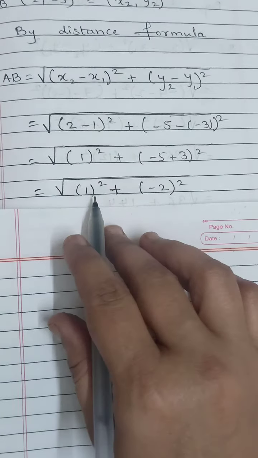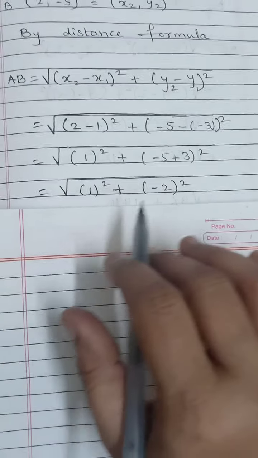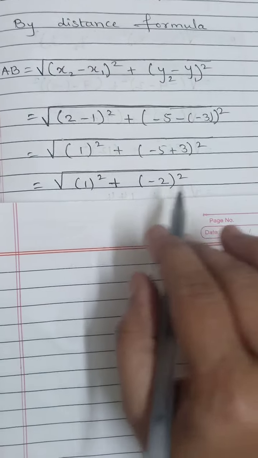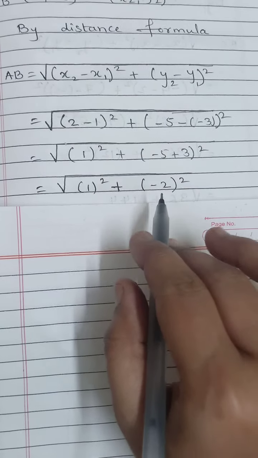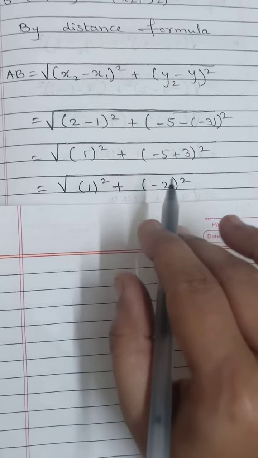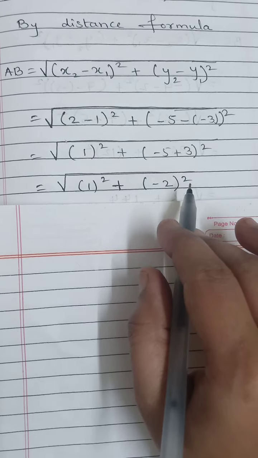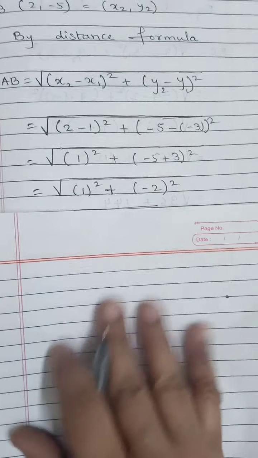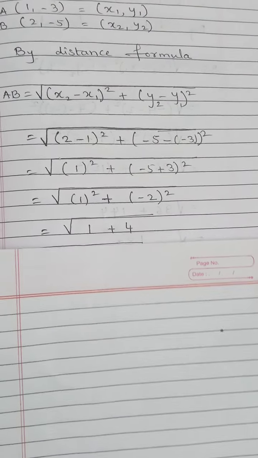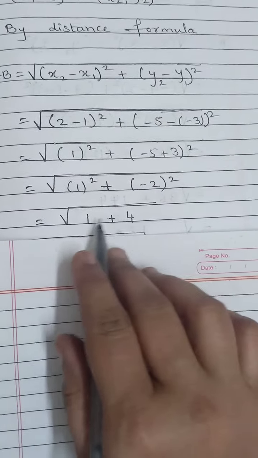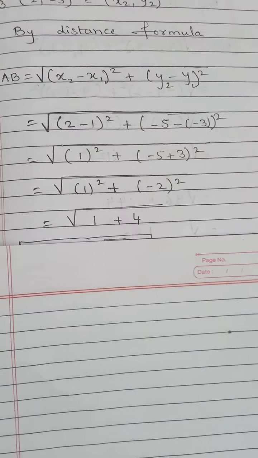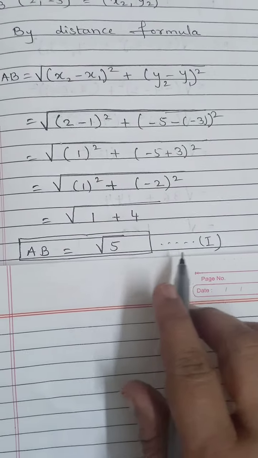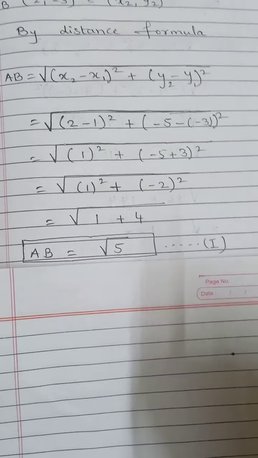Now we know that the square of 1 will be 1, and the square of minus 2 will be 4. It is not minus 4. I have explained to you that whether the number is negative or positive, the square will always be positive. So the square of minus 2 is 4. Then 4 plus 1 is 5. So we have got the value of AB as root 5. I have given it equation number 1.